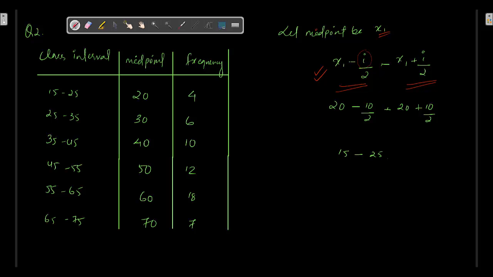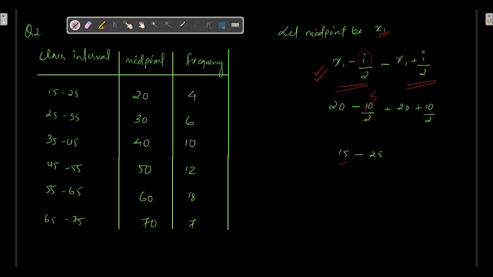Okay. So here x1 is the midpoint, and the midpoint is already given here, 20, minus the difference. If you see the difference, 30 minus 20 is 10, 40 minus 30 is 10, 50 minus 40 is 10, 60 minus 50 is 10, 70 minus 60 is 10. So here the class size is 10. Okay, so divided by 2. So 20 minus 10 by 2. If you do this one, you will get 5.